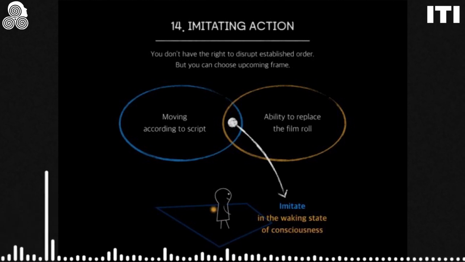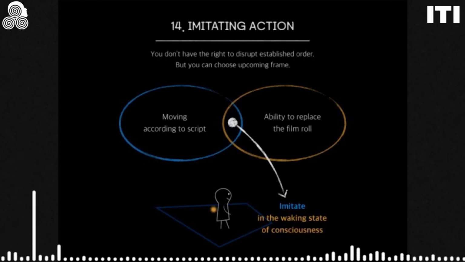So here she says, moving according to script versus ability to replace the film role. And then in the center there is imitate in the waking state of consciousness. So again, going back to the previous lessons, you can either go with what has been consistent for you, the program, the normal script as it has been set up by you. Or you can acquire the ability to replace the film role if you can imitate a new movement, a new path that is really you creating a new script.